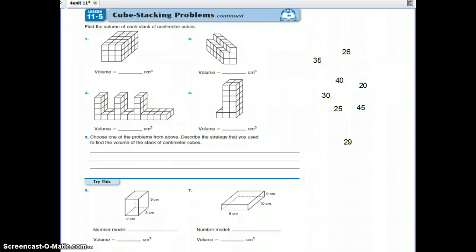Alright, cube stacking problems. I'm going to do a couple of the harder ones with you because I know you can figure out the easier ones on your own. When we're looking at what you see here as number 3, this one can be a little tricky. You first need to take care of this bottom layer, this base. So I have to count 1, 2, 3, 4, 5, 6, 7, 8, 9, 10, 11. Okay, so that's 11.